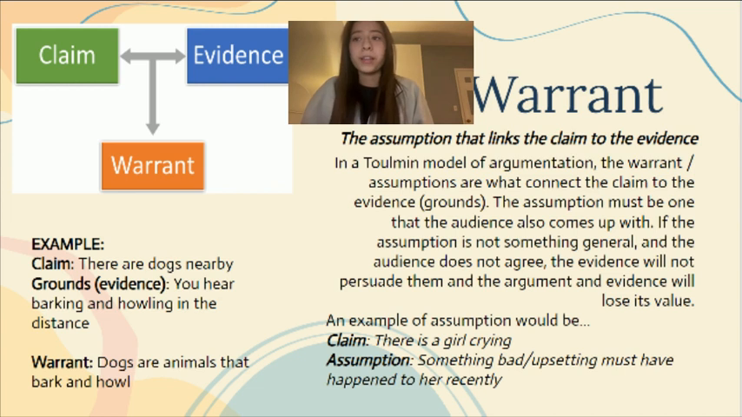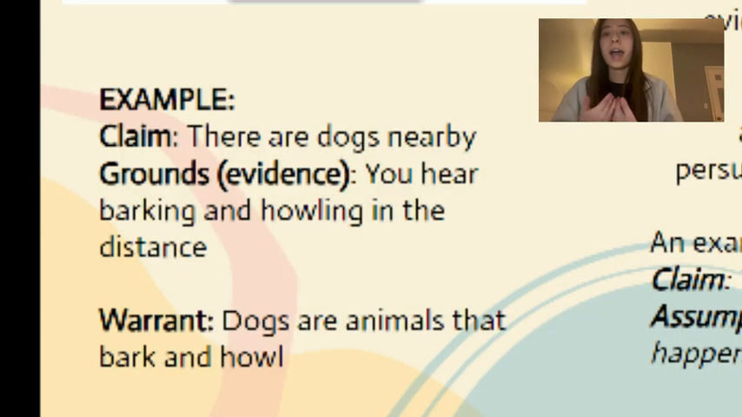To further explain, I would give an example. So let's say I claim there are dogs nearby, and the evidence that I use is that I hear barking and howling in the distance. The warrant is that dogs are animals that bark and howl. That would be the warrant, because after I give out the evidence that I hear barking and howling, the immediate idea would be that dogs are animals that bark and howl. Therefore, my claim that there are dogs nearby is agreeable and it's correct.